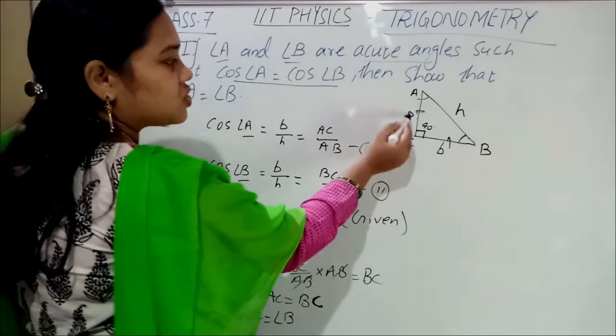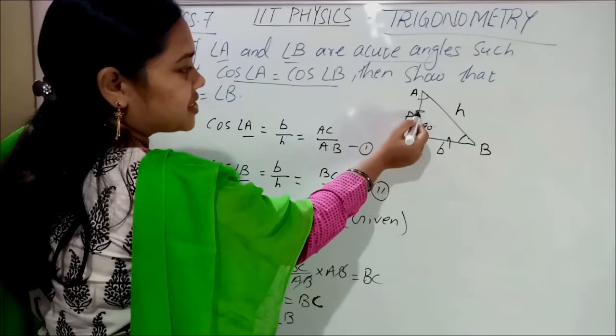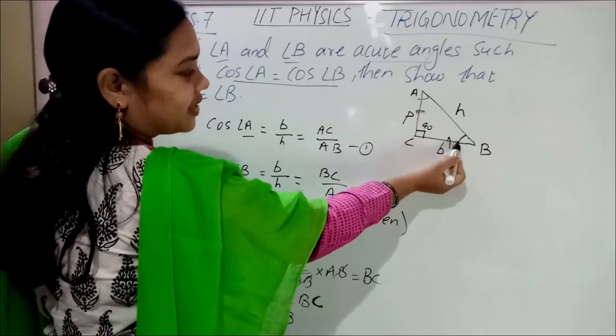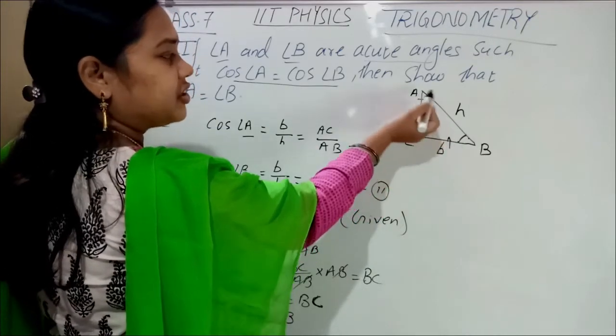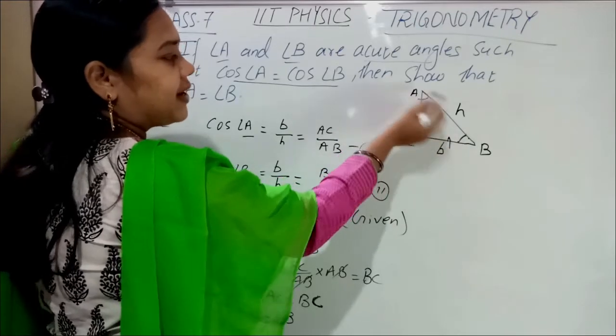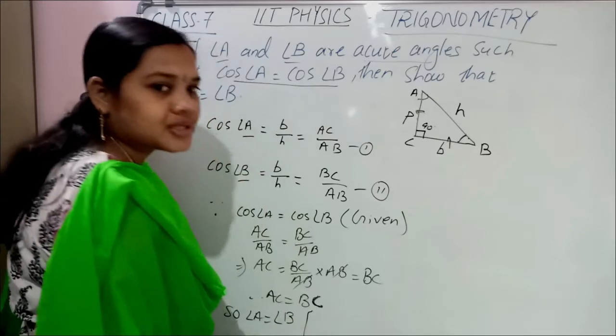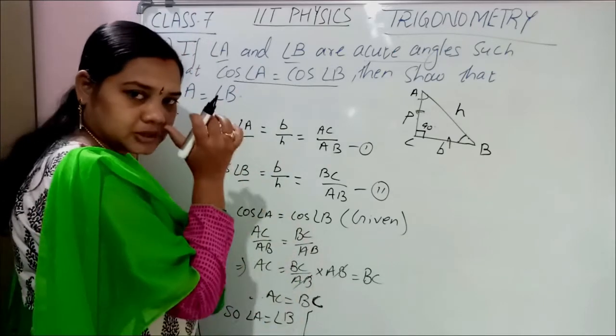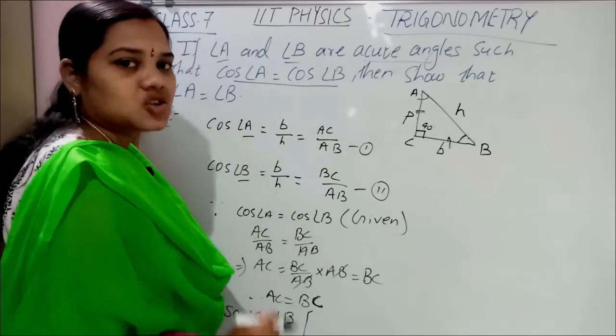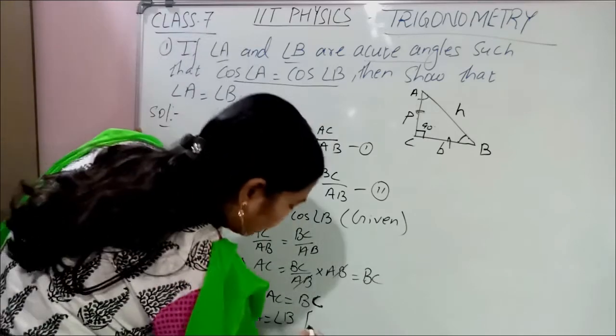These two sides are equal. So opposite to this side, which angle is there? Angle B. Opposite to this side, which angle is there? Angle A. So angle A and angle B are also equal. What reason will you write? As two sides are equal, so angles opposite to equal sides are equal.